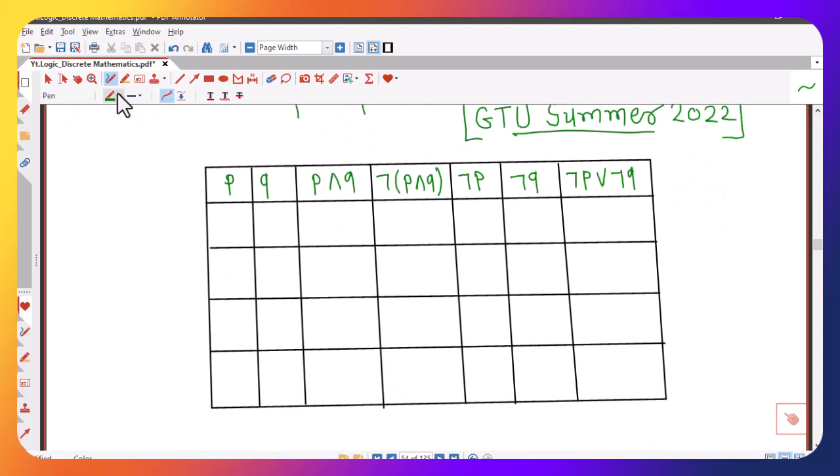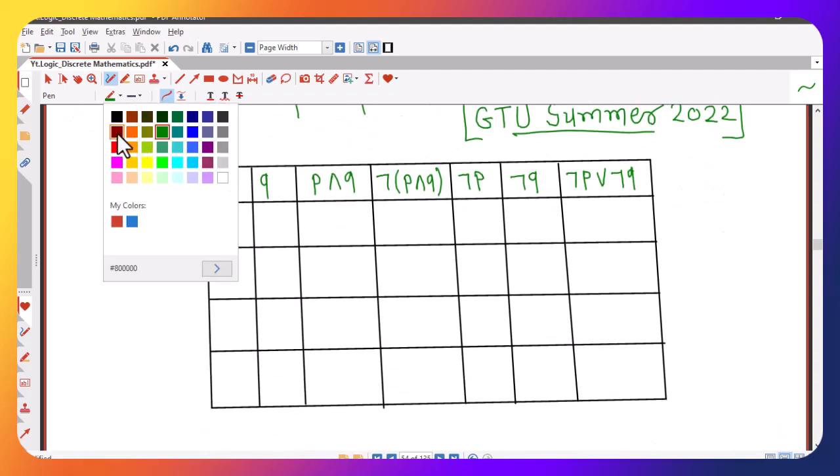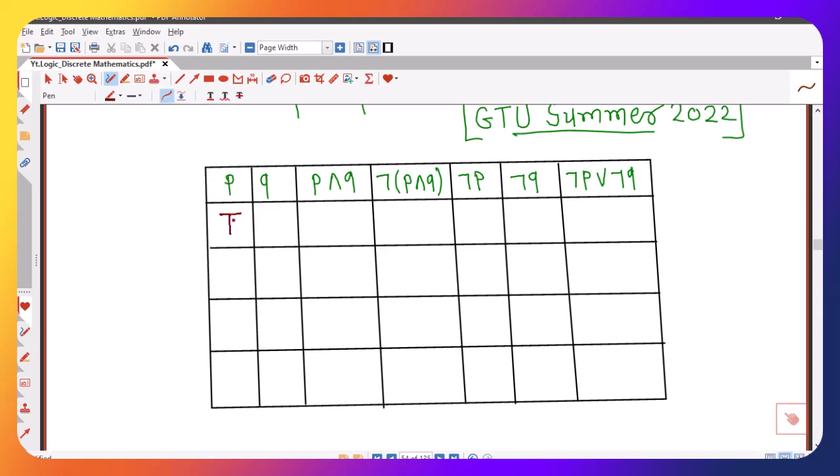And now we try to construct the truth table. Possible values of P are T, T, F, F. Here we have T, F, T, F. Here we have the AND operator. This is true when both are true, otherwise it is false. So it is false in all other cases.